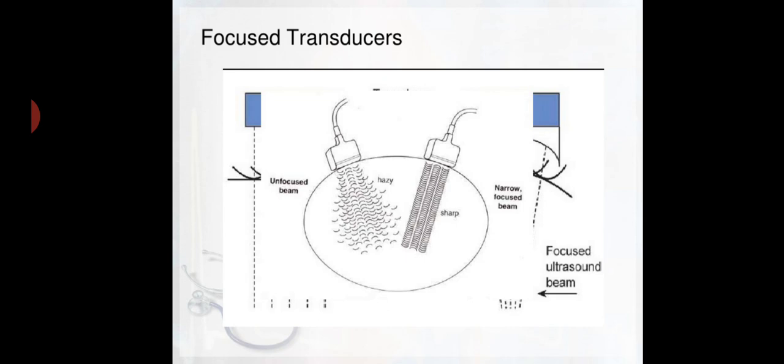Knowing the radius of curvature of the lens and the velocities of sound in the lens material and body tissues, the exact focal point can be calculated. So here is the unfocused beam, which looks like this, and this is the focused sharp beam.